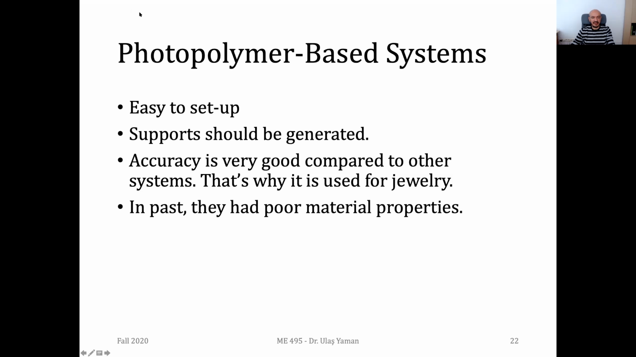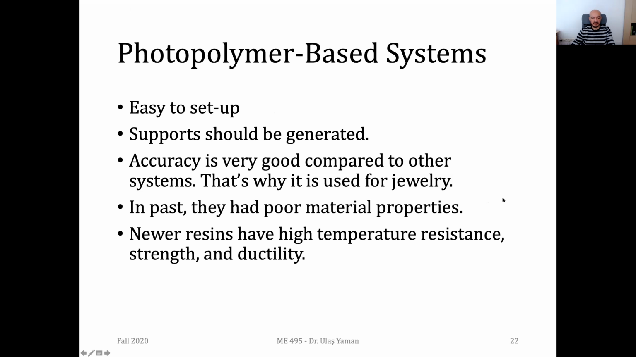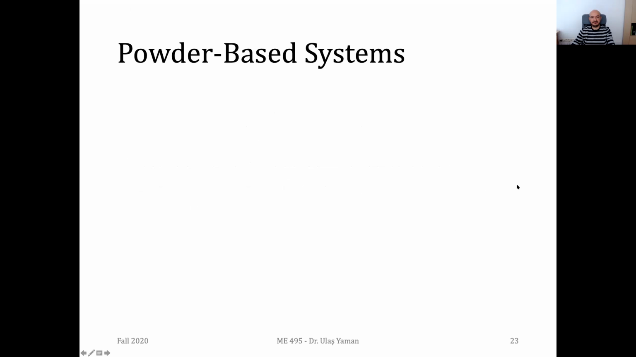But in the earlier days, the material properties weren't that good, and with the help of the improvements in material science, now we have much better materials, and we can use all of them on the SLA type of 3D printers. Their temperature resistance has been improved, their strength is much better, they have nice ductility.